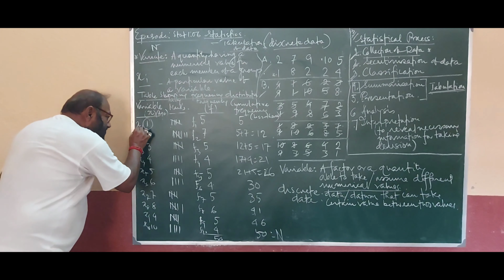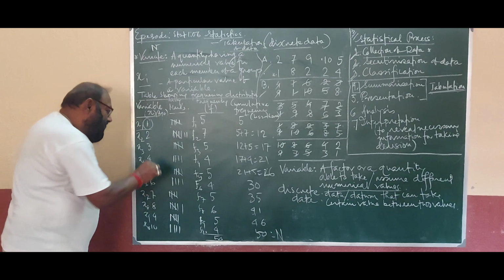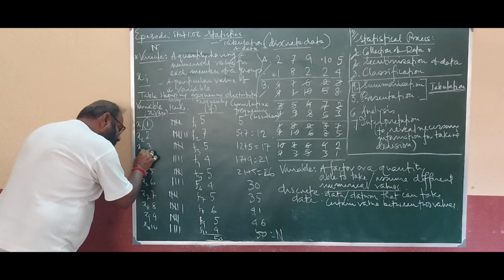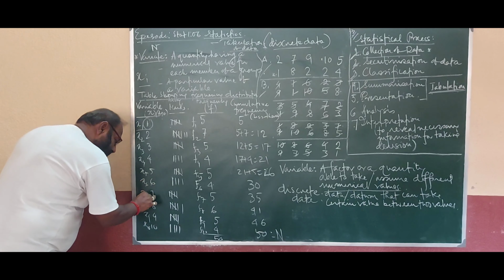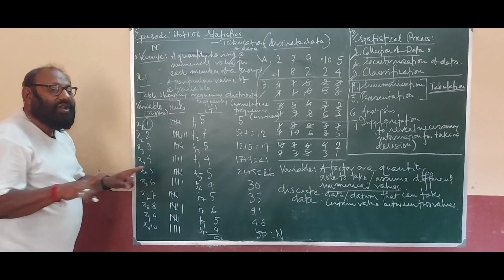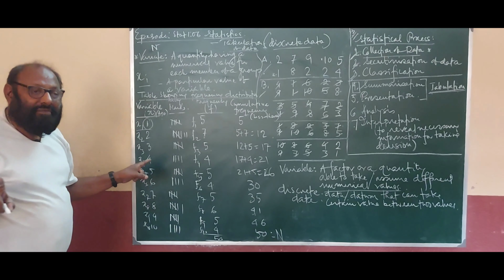Look, x1 is a variate, x2 is a variate, x3 variate, x4, x5, x6, x7, x8, x9, x10. So all are variates. And the total is known as the variable. Clear?